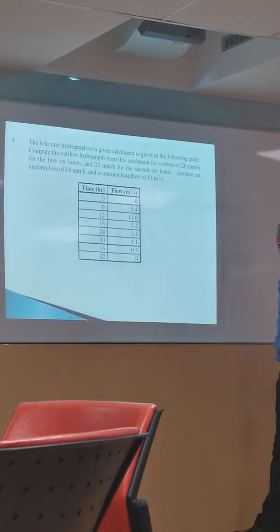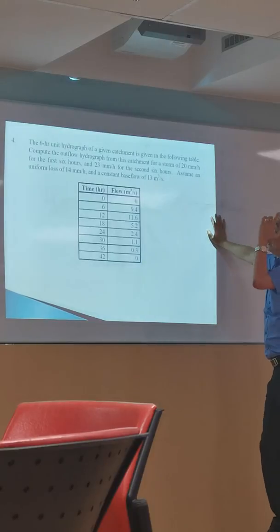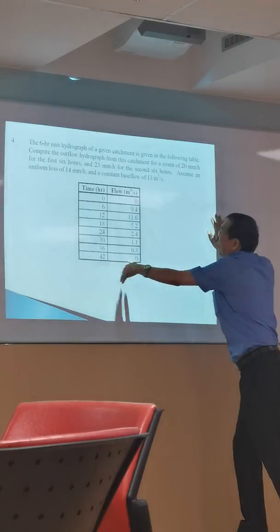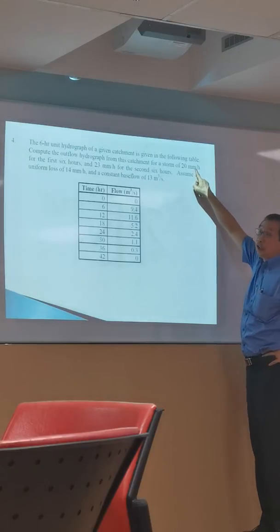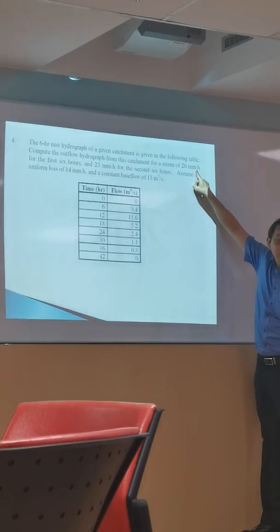You have to write everything down. Okay, this is a 6-hour unit hydrograph for a given catchment. Following table, this is a 6-hour unit hydrograph. Compute the outflow hydrograph from this catchment for a storm. The storm is given to you not in total depth, but in intensity.